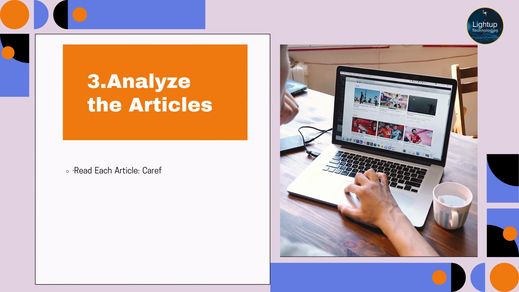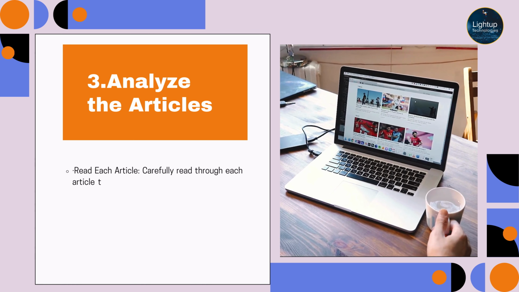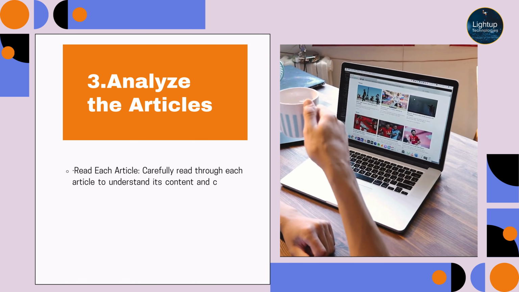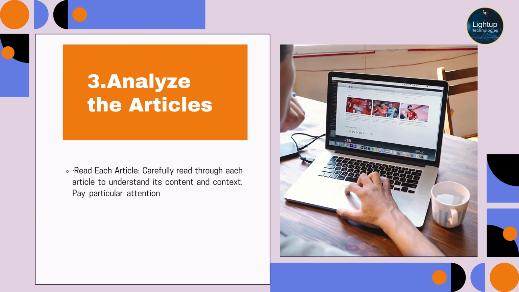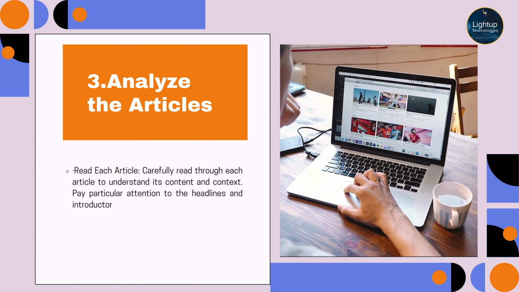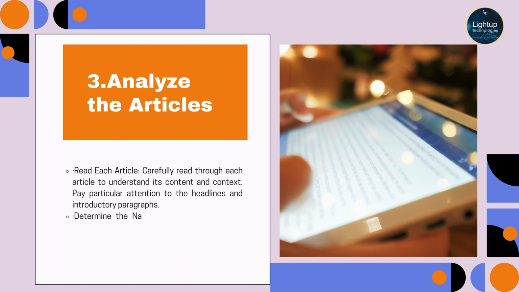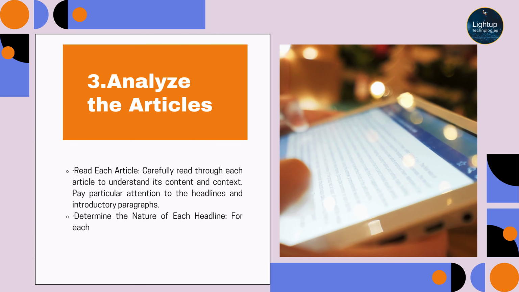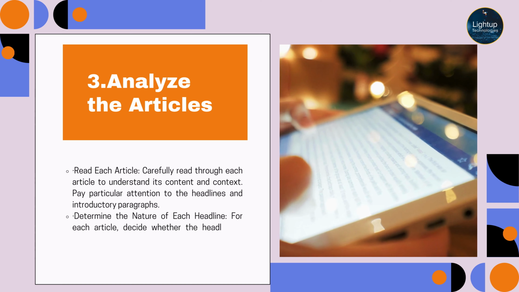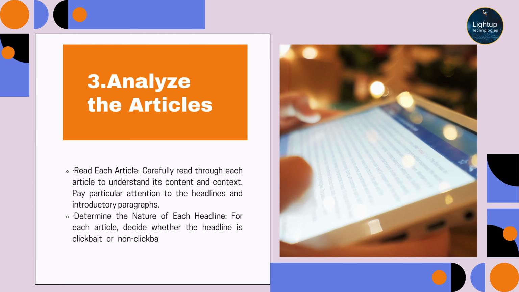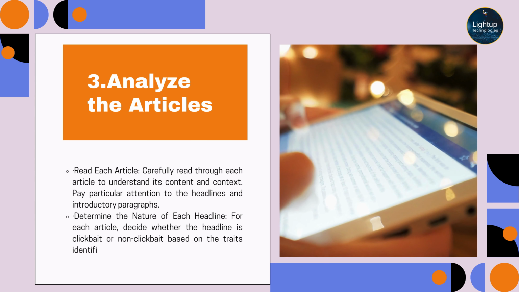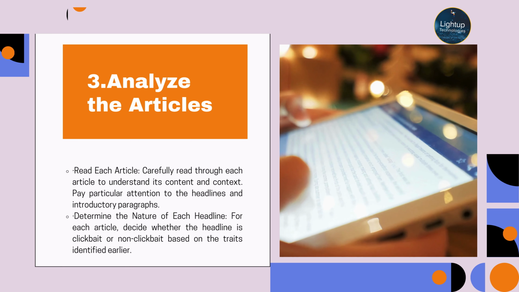Step 3. Analyze the articles. Read each article. Carefully read through each article to understand its content and context. Pay particular attention to the headlines and introductory paragraphs. Determine the nature of each headline. For each article, decide whether the headline is clickbait or non-clickbait based on the traits identified earlier.